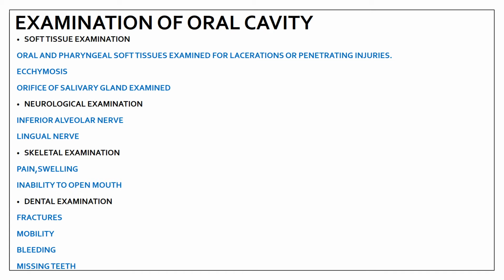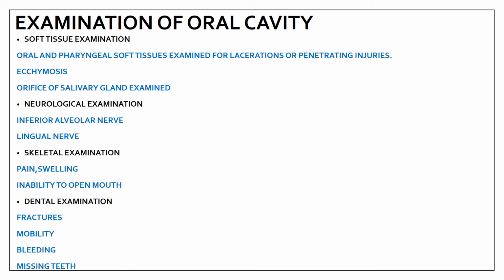In that, you're going to examine the oral cavity, and then the extraoral cavity. The oral cavity examination includes soft tissue examination, neurological examination, skeletal and dental examination. In soft tissue, you're going to see if there are any lacerations present in the oral cavity, or if there is ecchymosis present. We have already seen in Le Fort, there was this ecchymosis present in the greater palatine foramen, in the area of the greater palatine. So it's Le Fort 1.